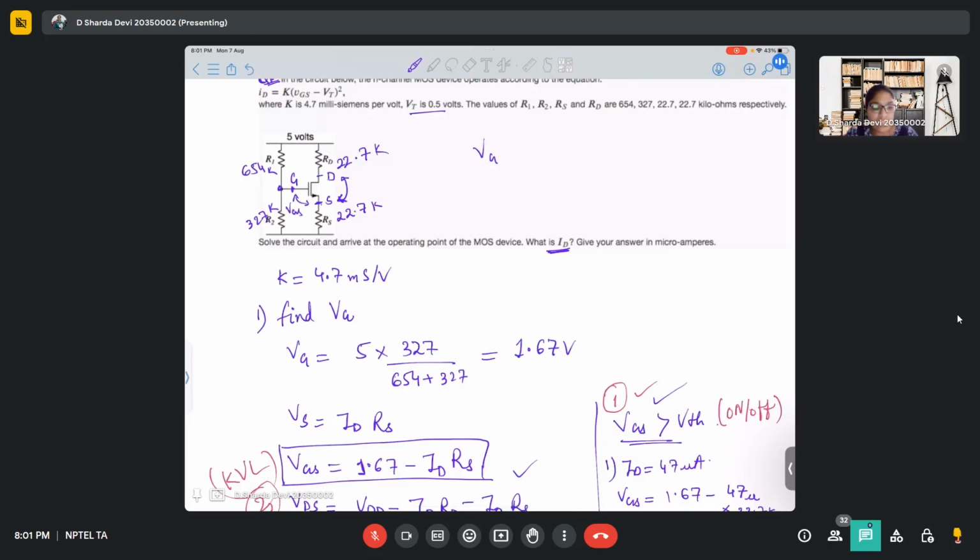And we already know VGS means VG minus VS. So we have simply put in the values of VS and VG, and that's how we came up with this equation. Hope this is clear.